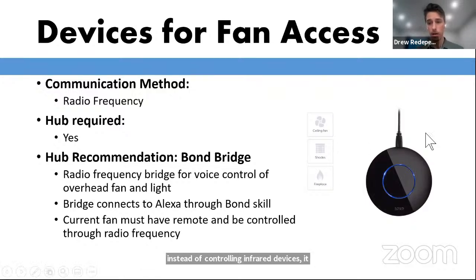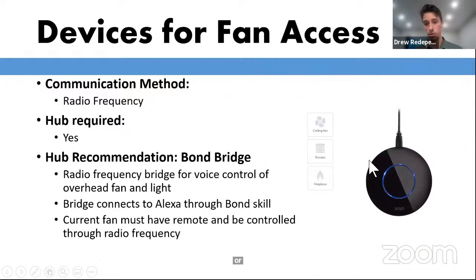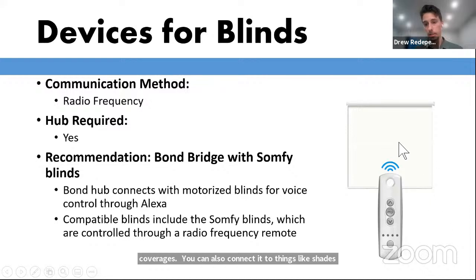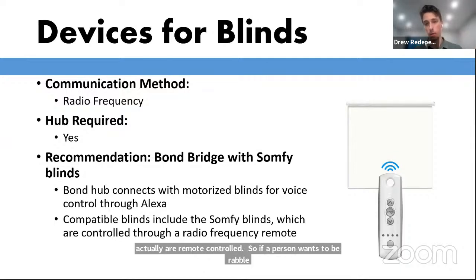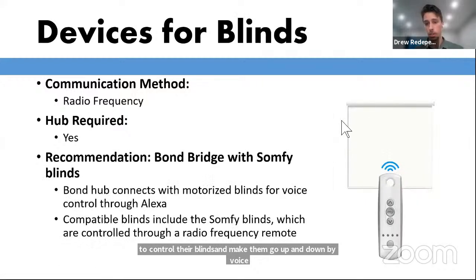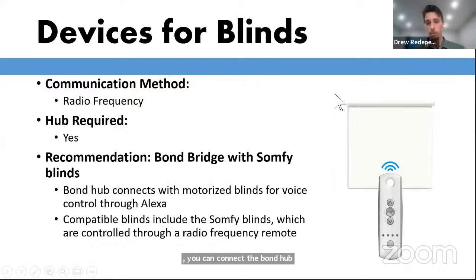So the Bond Bridge, you can actually use your radio frequency remote. If you have a remote control fan in your home, you can program the Bond Hub to control your radio frequency-based fan. And you can also connect it to things like shades or blinds. Some blinds actually are remote controlled. So if a person wants to be able to control their blinds and make them go up and down by voice, you can connect the Bond Hub to your radio frequency controlled blinds to allow someone to control their blinds by voice.